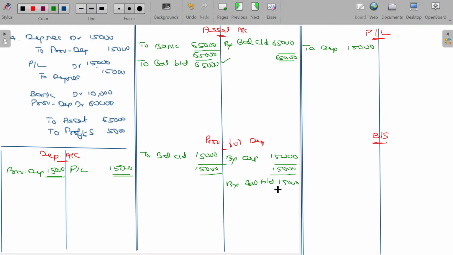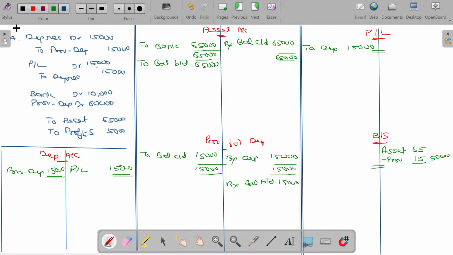One is asset balance, another one is provision for depreciation. I may simply post that in the balance sheet. So in your balance sheet, asset, the value being 65,000. And there is a provision for depreciation that can be subtracted from here. Then the ultimate value being 50,000 rupees. Okay, that's how we can show in our books. First year is over. Repeat the same for the remaining 3 more years.